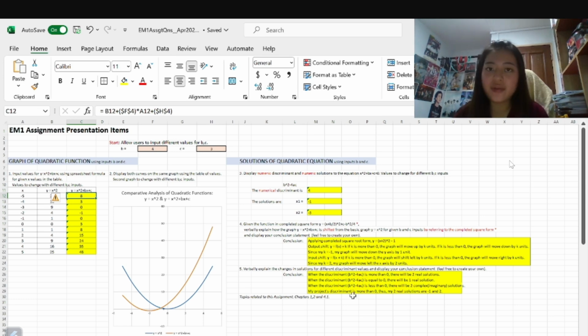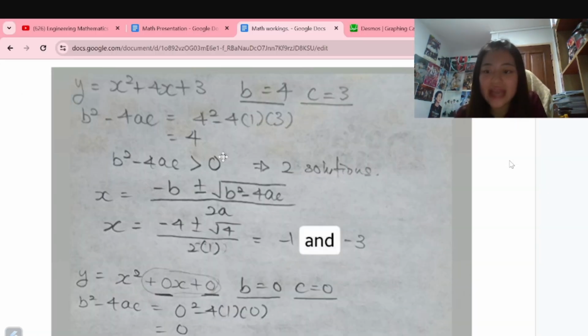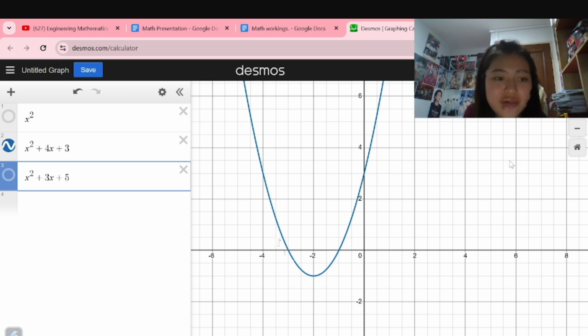The discriminant is derived from the formula b squared minus 4ac. The answers for x can be very different depending on the discriminant. The scenario is you have 2 real solutions if your discriminant is more than 0. Using my b and c values, 4 and 3 respectively, the discriminant will be 4, which is more than 0. So if you work it out manually using the quadratic formula, you'll get 2 answers for x intersections, -1 and -3. That will be correct because the graph cuts the x-axis at 2 points, -1 and -3.